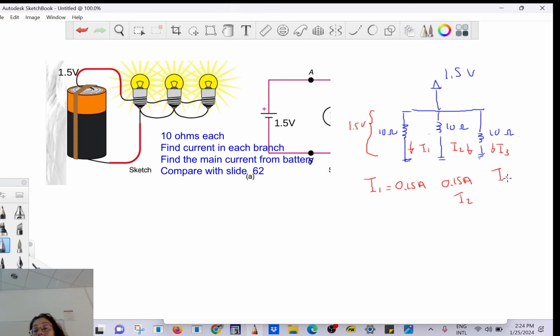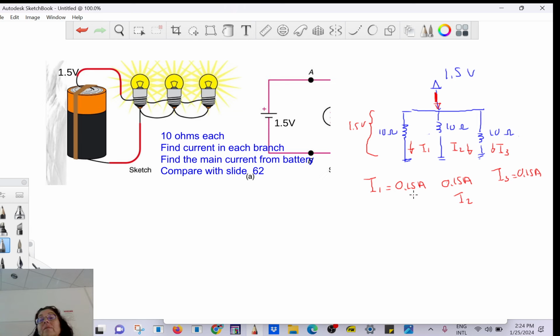And I3 is going to be the same, of course, because they have the same resistance, right? Because they have the same resistance, they have the same appetite for energy. Energy is voltage times current, so they have the same voltage, so they need to have the same current going through them. So let me ask you something. Imagine water flowing here. How much current do you need to drain from the power supply?